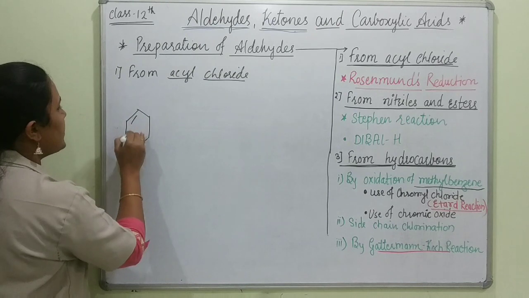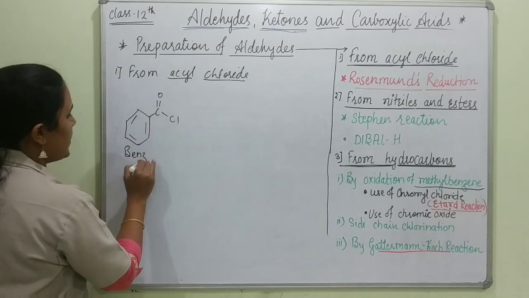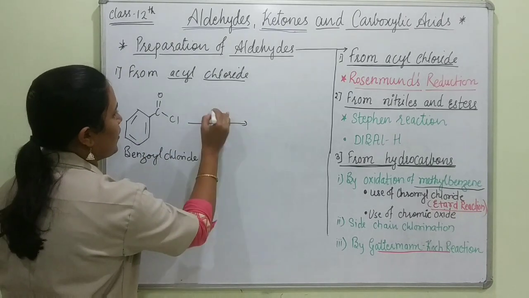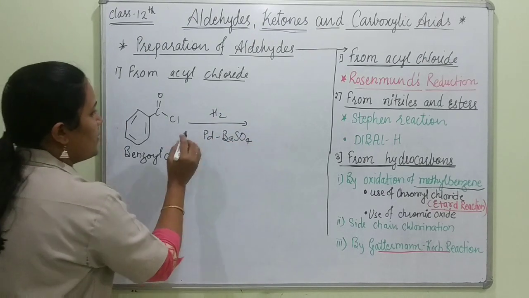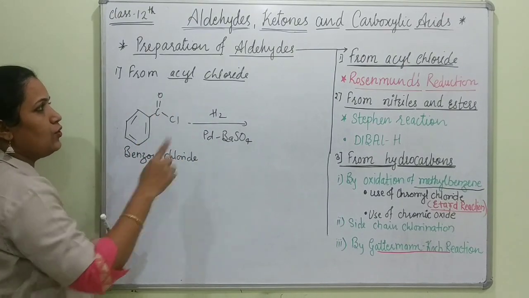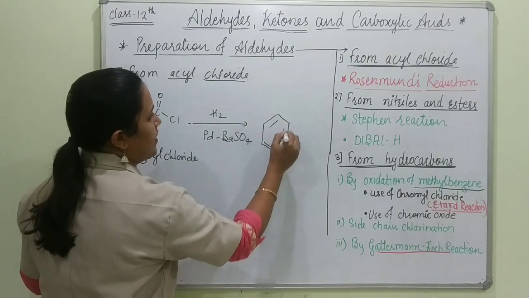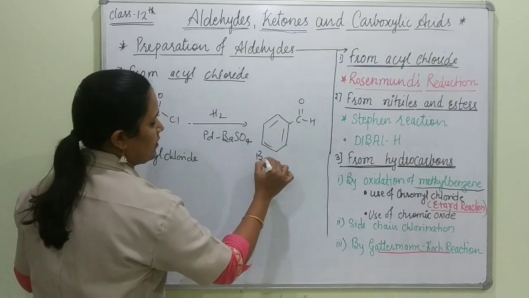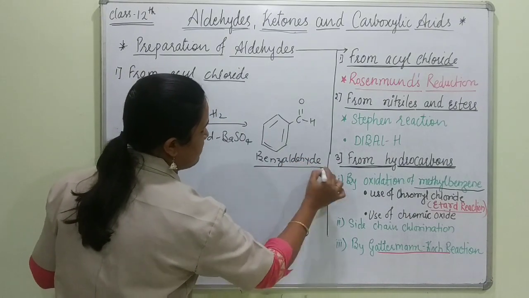One more example I'll take here, and in that example I am taking benzoyl chloride. So when reduction of benzoyl chloride happens in the presence of palladium and BaSO4, what will be the change? As we know, the complete acyl group will convert into an aldehyde. So the benzene ring would be as it is, and here we get an aldehyde. This is known as benzaldehyde.